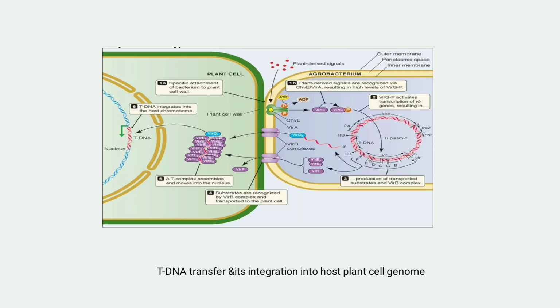So this is the diagram. What I have told you theoretically is in pictorial form. One, plant derived signals are recognized. Second is Vir gene activation. VirA activates the VirB complex. Then the substrates are recognized by the VirB complex, right? A T complex assembles, and next is the tDNA getting integrated in the host chromosome. Here is the plant cell, and this is the agrobacterium cell. This is how the transfer and integration happens into the host plant genome.